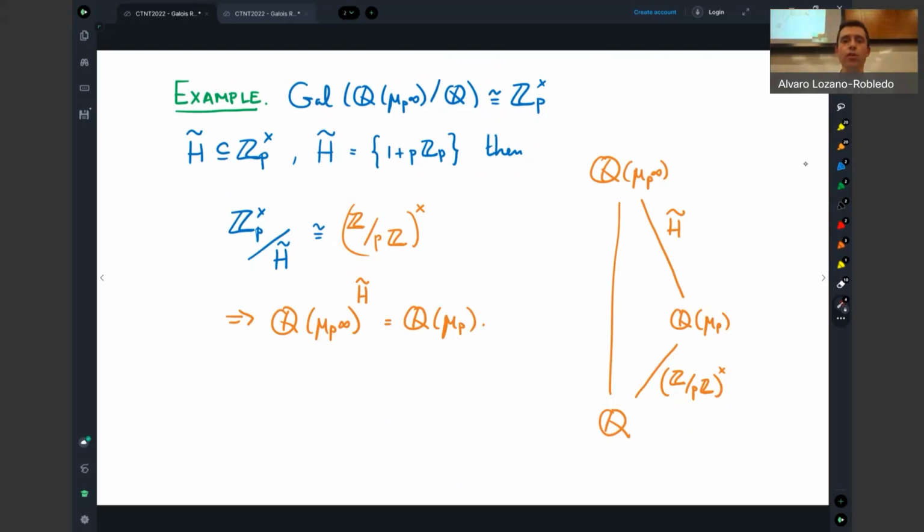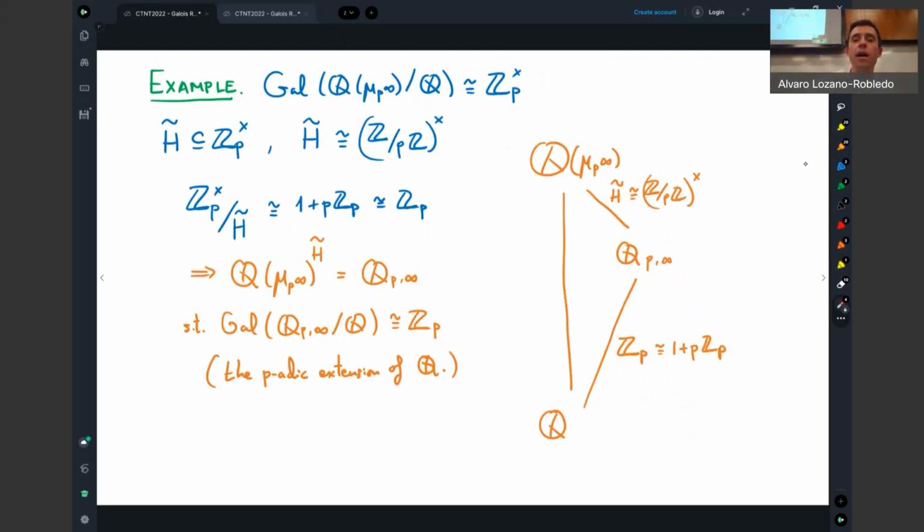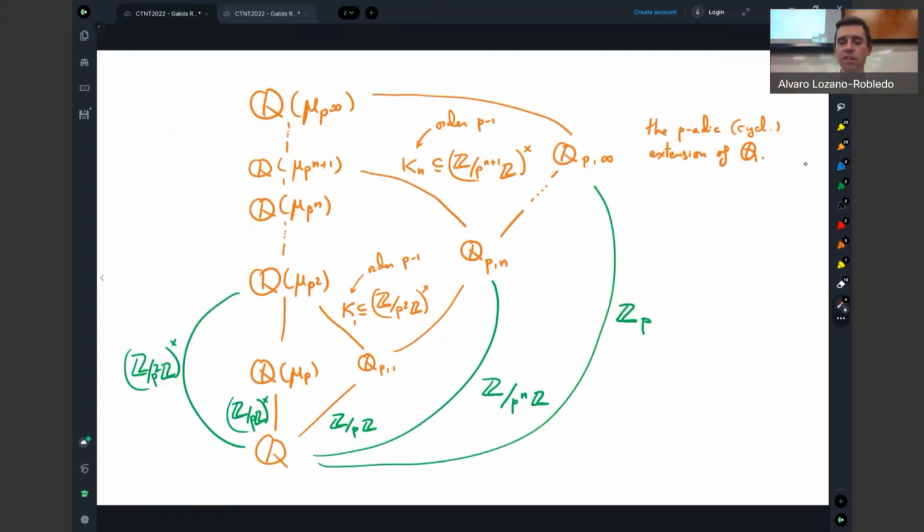Okay, and if your closed subgroup is just the second factor in that isomorphism, then now the quotient will be 1 plus pZ_p, which is isomorphic to Z_p. And what you get is what we call the p-adic extension of Q inside the cyclotomic tower. All right, so I will stop here because I'm over time, but this is the whole picture of all those extensions happening at the same time. I'll stop there. Thank you.